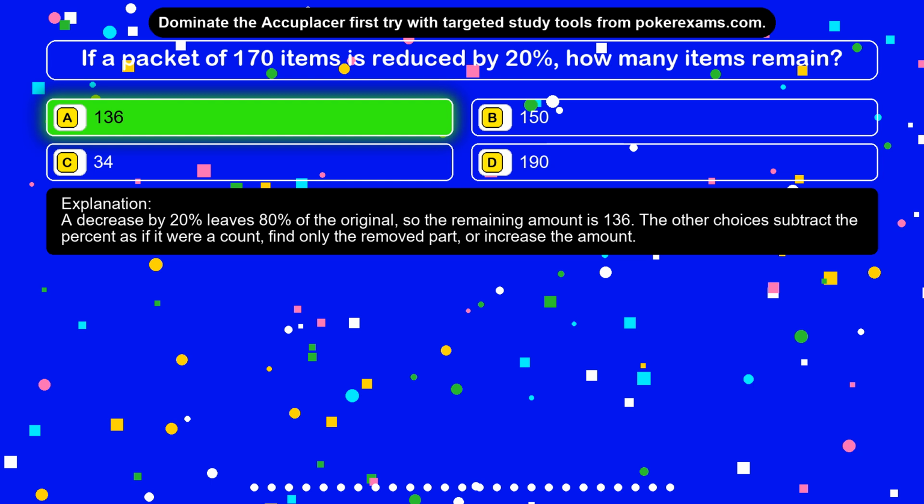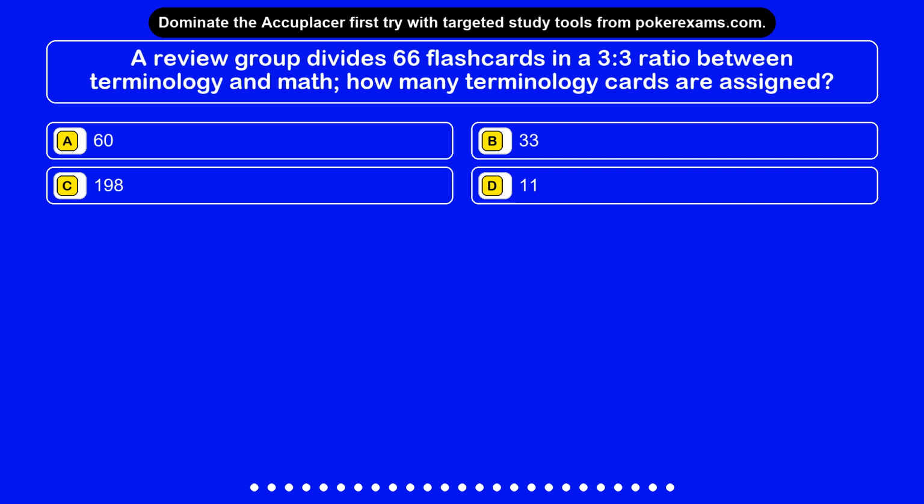Question 5. A review group divides 66 flashcards in a 3:3 ratio between terminology and math. How many terminology cards are assigned? Option A, 60. Option B, 33. Option C, 198. Option D, 11.